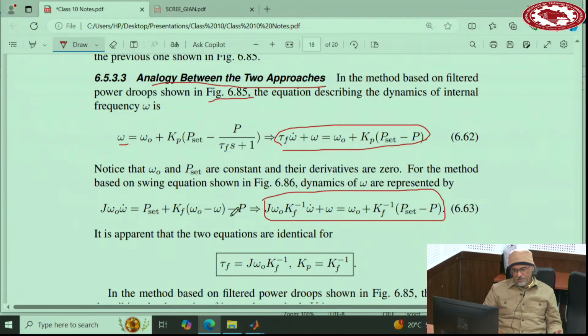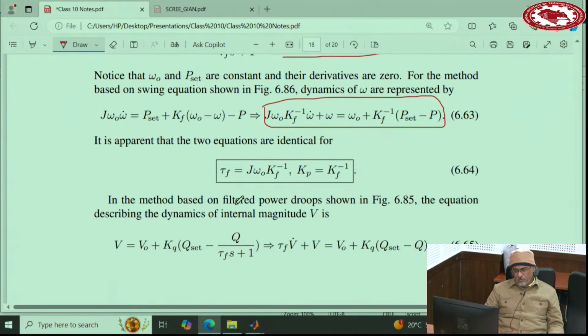Look at these two equations. They're exactly the same. Only some parameters are renamed. But other than that, these are exactly the same equation. So you can always adjust the parameters to make sure that these two equations are exactly the same.